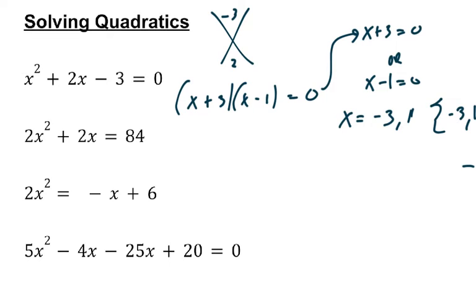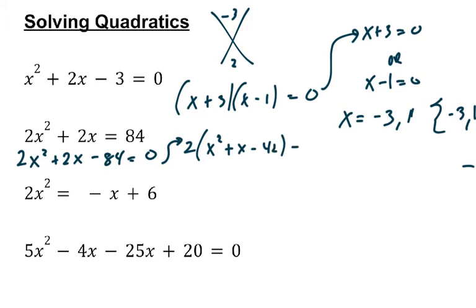It's a little different because we have an 84 on the right side. So we need to go ahead and bring that to the other side. Not necessarily factor it out yet, but bring it to the other side. So when I do that, I get a minus 84 on the other side. And notice that I can technically factor out a 2. So always watching out for that GCF. And that becomes x squared plus x minus 42.